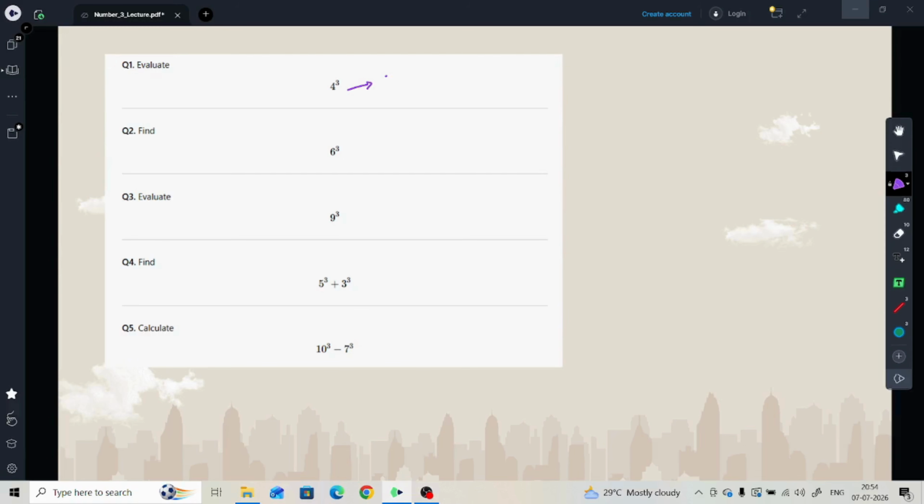Okay? So just like that, you can do multiple questions. 4 cube, simple, 4 times 4 times 4, that is 64. 6 cube, 6 times 6 is 36, and 36 times 6 is 216. Again, for this also I have one suggestion for all of you, that you should memorize the cubes of at least 1 to 6. That will be helpful for doing fast calculations.